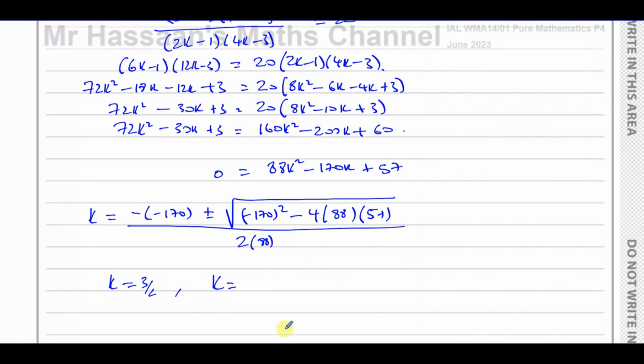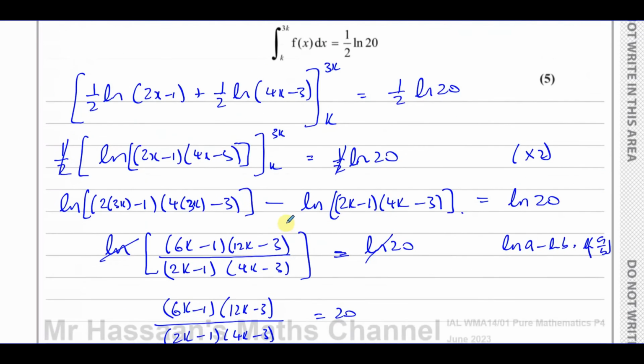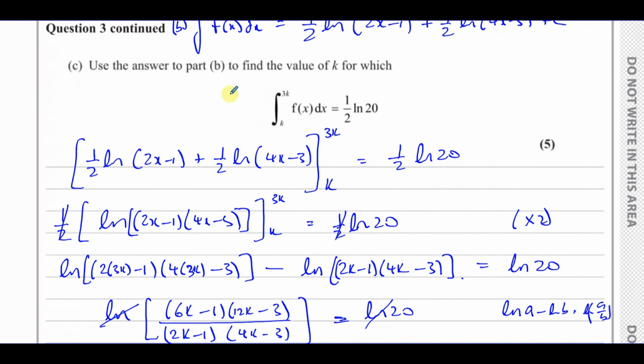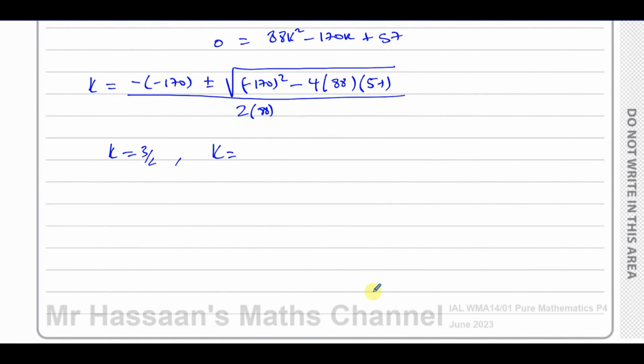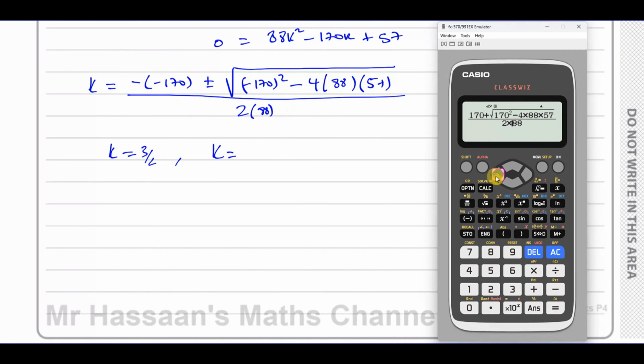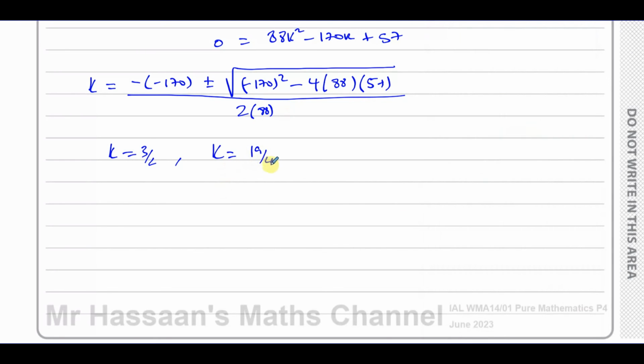And let's see if there's another value of k. I know there's only one value of k. It says find the value of k. So let's see what the other answer gives us and see if we can understand what that refers to. Okay, so we're going to put a minus sign now instead of that plus there. That gives us 19 over 44. Now, it says find the answer, and in fact, the only answer is k equals 3 over 2. This is not an answer.